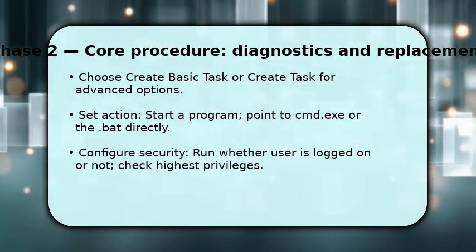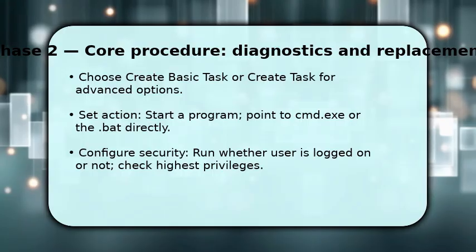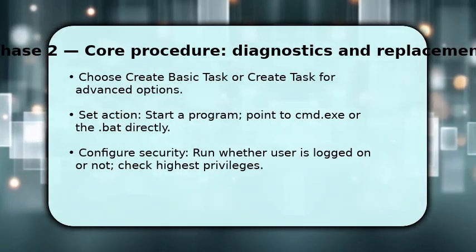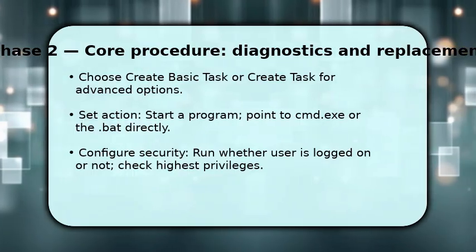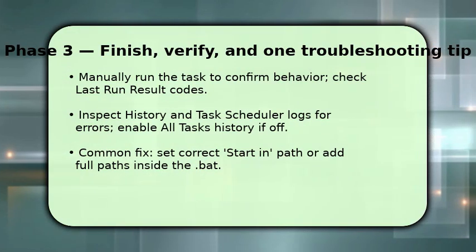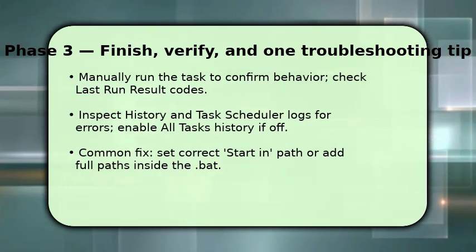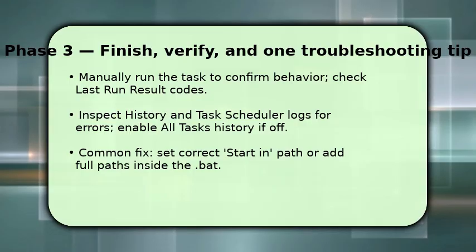For security, select Run whether user is logged on or not, and check Run with highest privileges if the script needs elevated access. This prevents permission failures. You finish by testing. Right-click the new task and choose Run, then watch whether the action completes.